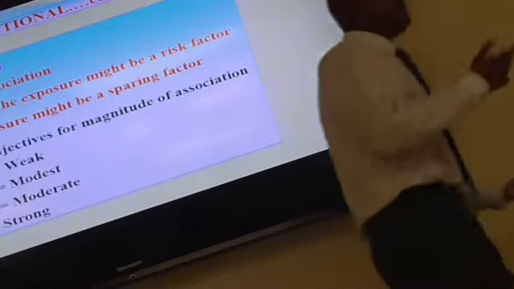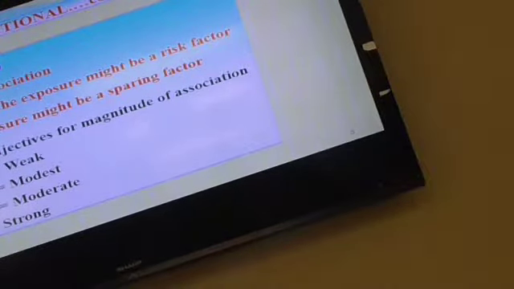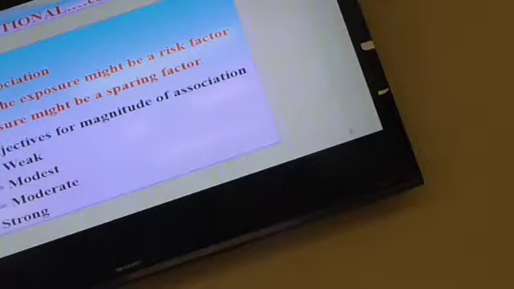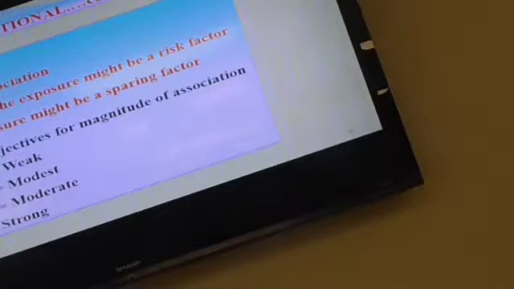If PR is less than 1, the denominator is bigger than the numerator, that means exposure must be a preventive factor. The rest of what you see down there are common adjectives used to interpret the magnitude of association. The key is that a prevalence ratio equal to 1 means no association. Greater than 1 means exposure must be a risk factor, because disease is high in the exposed group compared to the non-exposed group.